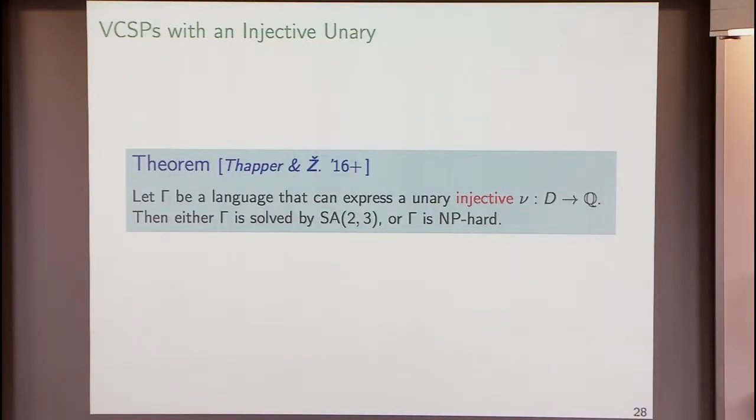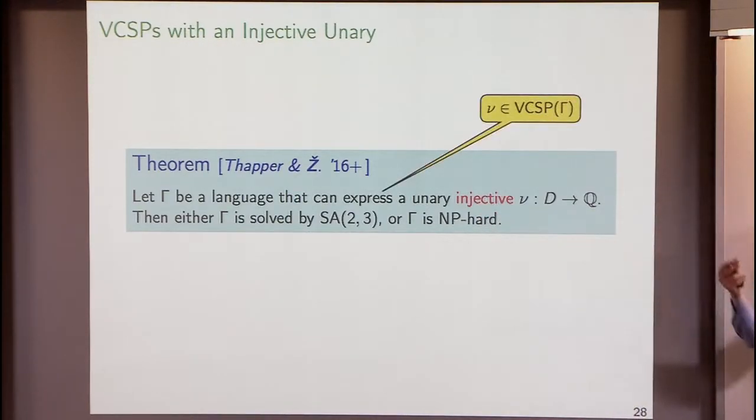It turns out that there is a class like that, and it's the class of valued constraint languages that can express, and by express I mean being an instance, a VCSP instance over that language, a unary function that is injective. So it's finite valued, there is no infinity here. It's injective, so mapping different values to different domain values. And if you have such a useful unary, then there's a dichotomy. So either Gamma is solved by SA23 or it's NP-hard.